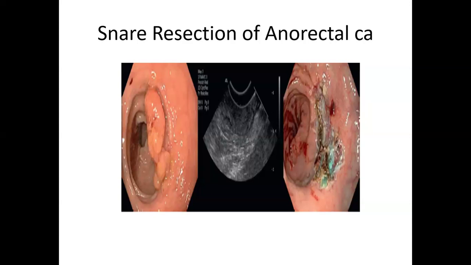So this is one of the good applications of endoscopic ultrasound. You see a lesion, you can remove it. So this person doesn't need to undergo chemotherapy or radiotherapy. You just keep on following them up.